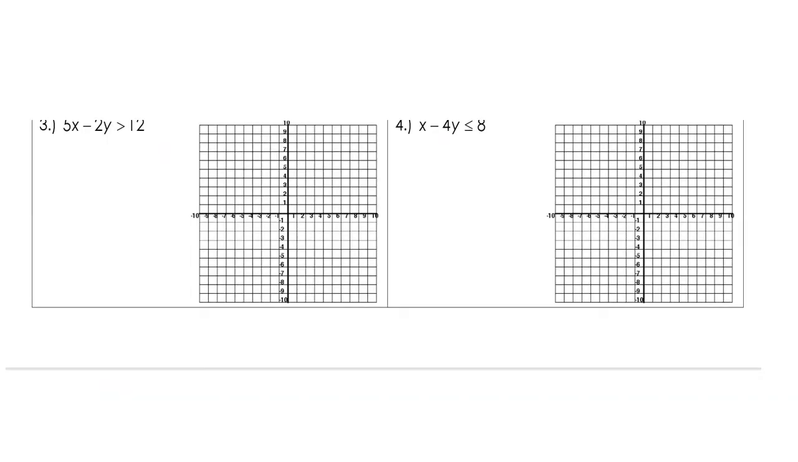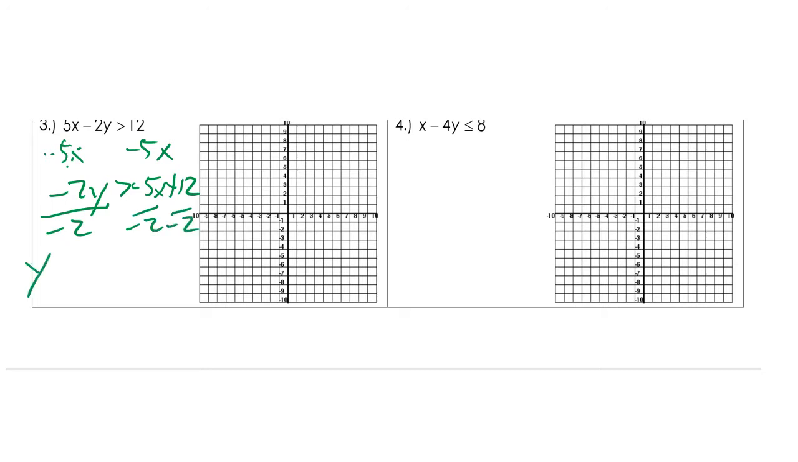Let's try another one. This time I'm going to have to isolate y. So I subtract 5x from both sides, and I get -2y is greater than -5x plus 12. Divide every term by -2. Y, and what happens when I divide everything by a negative number? I have to switch the sign. Y is less than 5 over 2 x minus 6. Did I do that correctly?